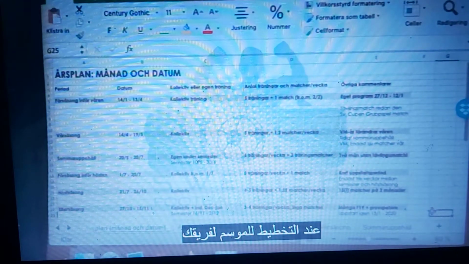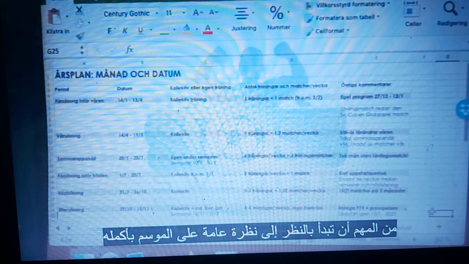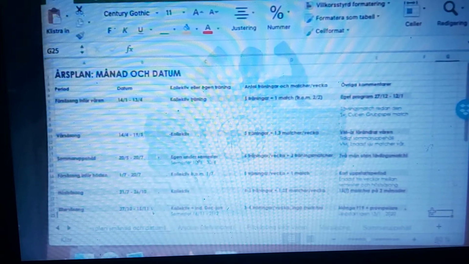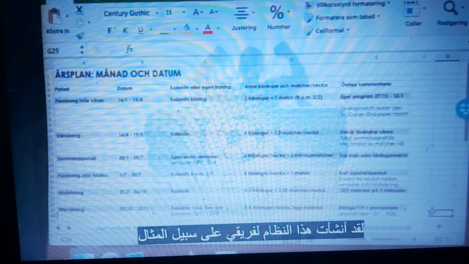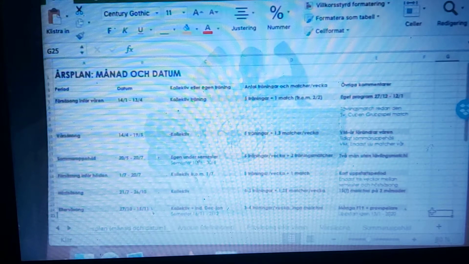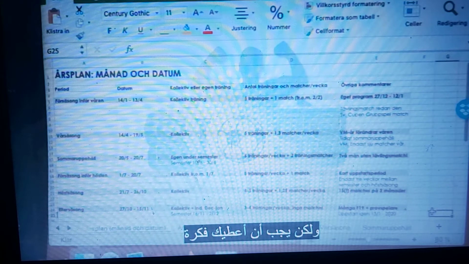When planning the season for your team, it's important to start with looking at an overview of the whole season. What does the season look like before you do anything else? I created this system for my team, for example. It says month and date and different periods in between. This is an example. You can do as you wish in your team, but I'm gonna give you an idea.